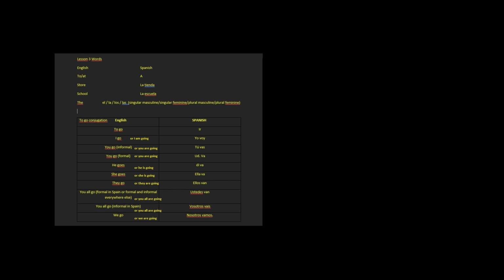Tú vas means you go, informal. Usted va means you go, formal. Él va, he goes. Ella va, she goes. And I already said usted va. Okay, so ustedes van means you all go. Vosotros vais means you all go, informal in Spain. And nosotros vamos means we go.